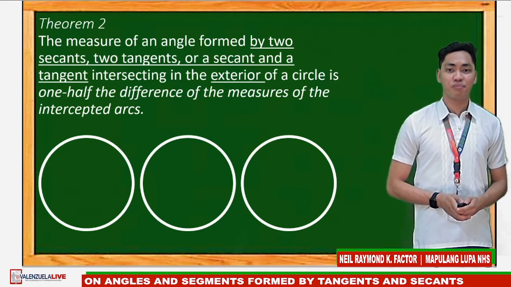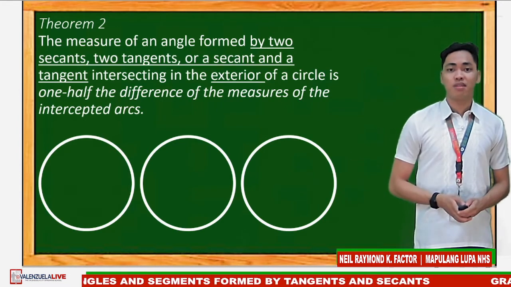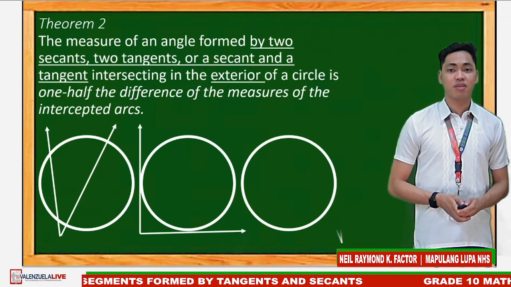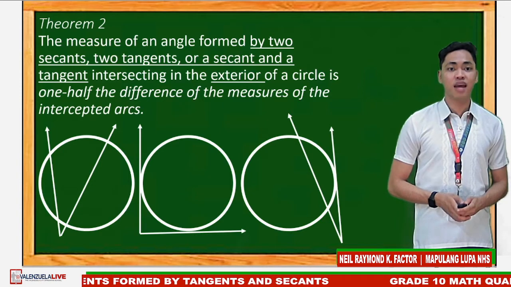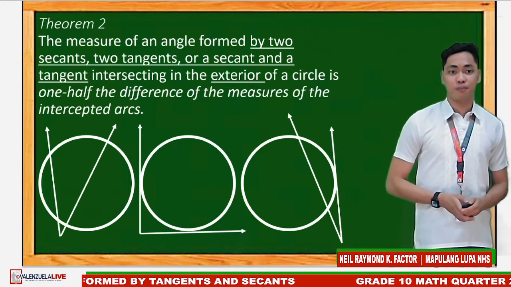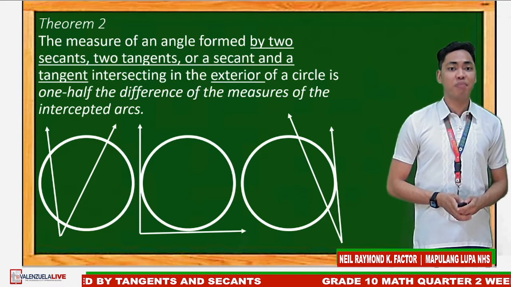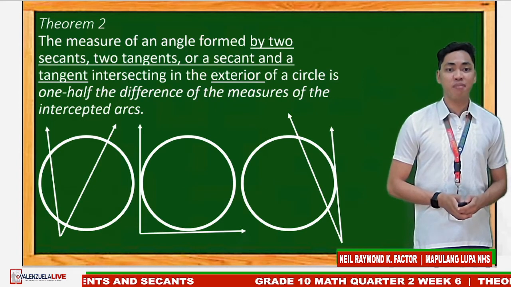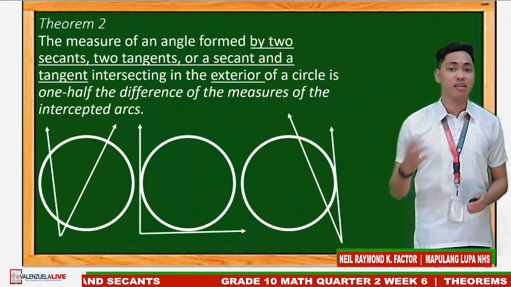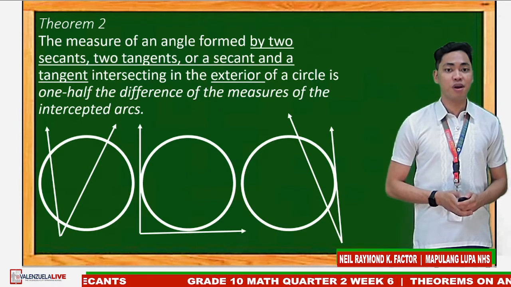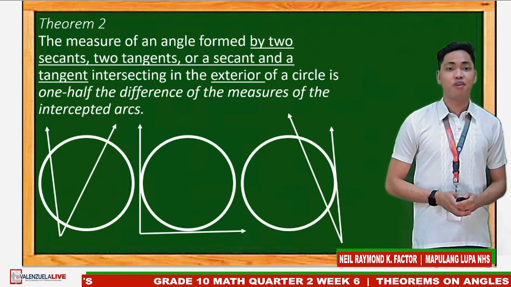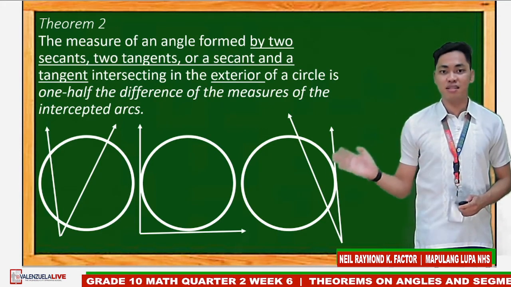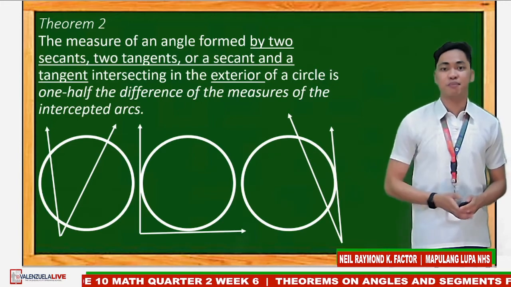This theorem is applicable when you have two secants, two tangents, or a secant and a tangent intersecting in the exterior of the circle. Take note that for theorem number 1, the point of intersection is inside. For this theorem, the point of intersection is outside. The main difference is that for theorem 1, we use addition. For this theorem, we are going to apply subtraction. Again, let me just emphasize, this theorem is applicable for these cases, right?